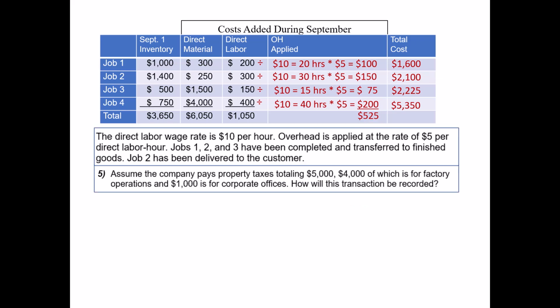And finally, assume the company pays property taxes totaling $5,000, $4,000 of which is for factory operations and $1,000 is for corporate offices. How would this transaction be recorded? Well, the product costs will go into manufacturing overhead since property taxes on factory operations is classified as an overhead cost. The $1,000 for the selling and administrative facilities will go into a period cost account, property tax expense, and it will all be paid in cash. So we will credit cash for $5,000.